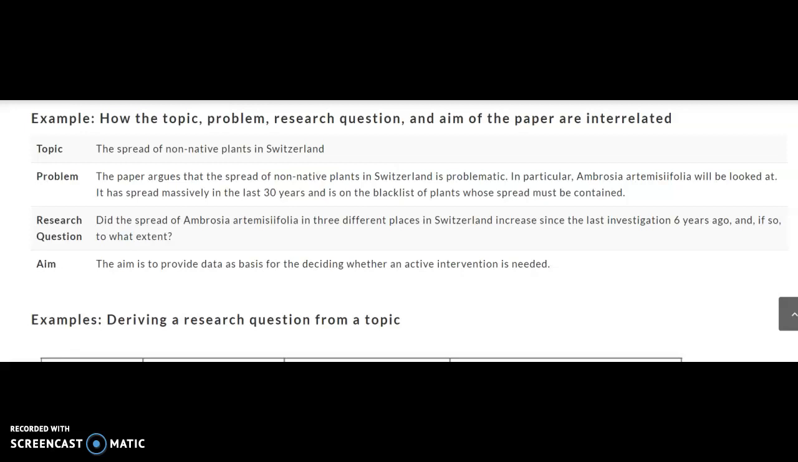If you look at this research question, it is specific. They are looking at the spread of this one plant in the last 6 years, and they want to know exactly how much it has spread. But it is big enough because they're looking at 3 different places in Switzerland over 6 years. So it's not a yes or no answer.